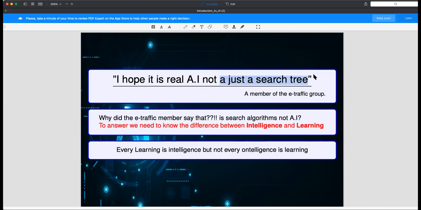But let's first see what is the difference between learning and intelligence. Intelligence is to be able to reach what you want intelligently. By intelligently, let's put many lines under intelligently, because when you see the solution, it's not intelligent at all. And learning is gaining more knowledge. So the system keeps learning. Every learning is intelligence, but not every intelligence is learning, because you have systems that are considered intelligent, yet they don't learn.